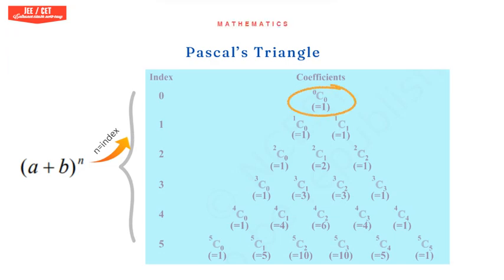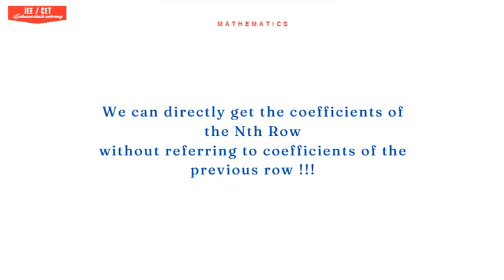Now we shall arrange the coefficients for various values of index using the combination formula. For index equal to 0, the coefficient equals 0C0, which is equal to 1. For index equal to 1, we have two coefficients 1C0 and 1C1. For index equal to 2, we have three coefficients 2C0, 2C1 and 2C2 and so on. Now we can directly get the coefficients of the nth row without referring to the coefficients of the previous row. That is the beauty part of the binomial theorem.